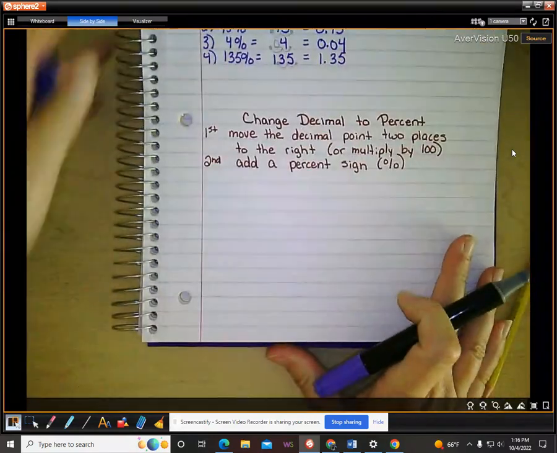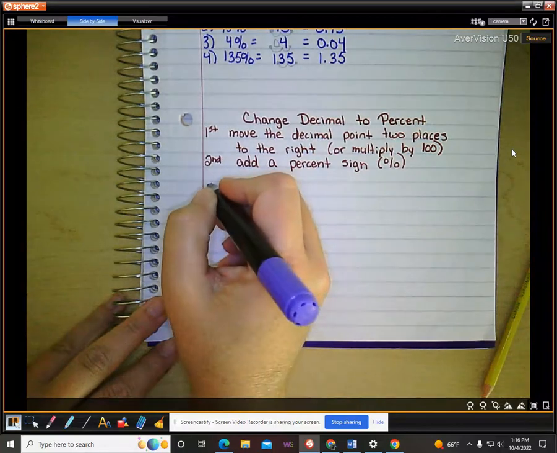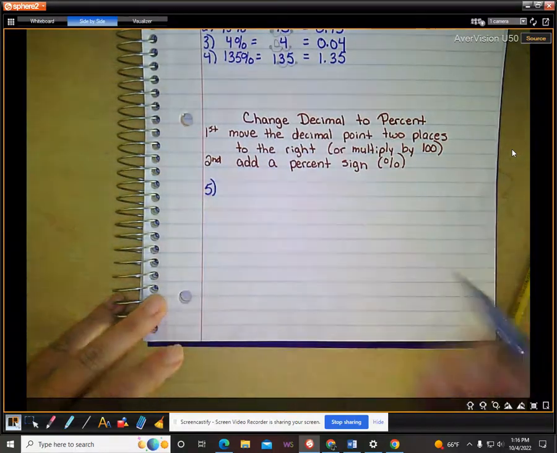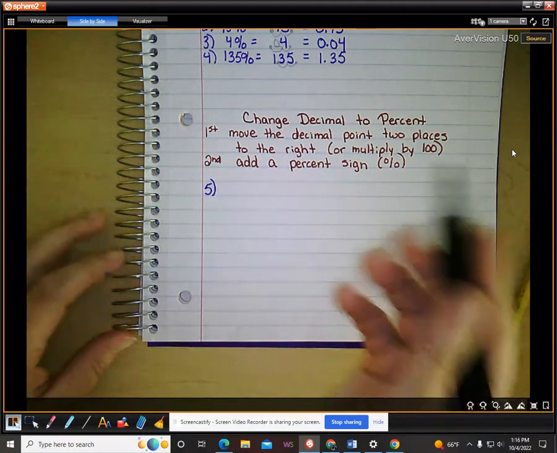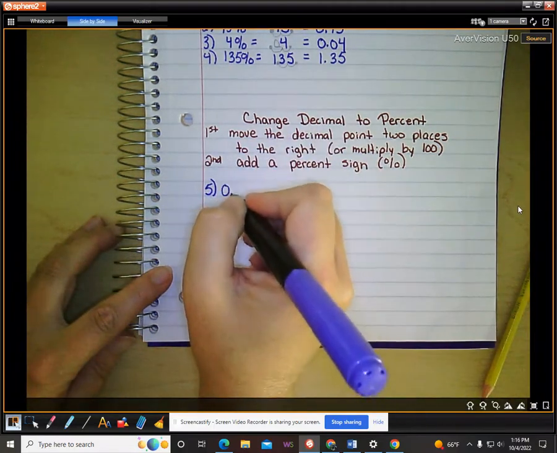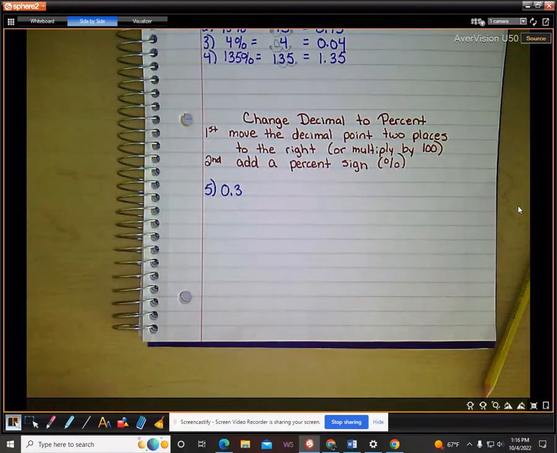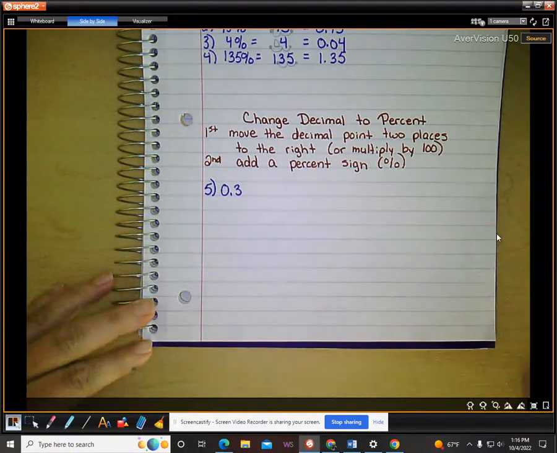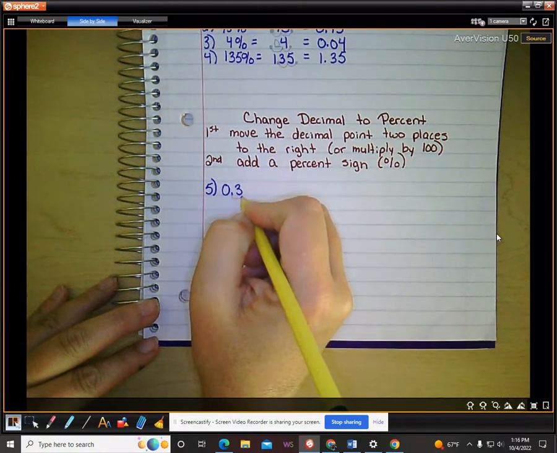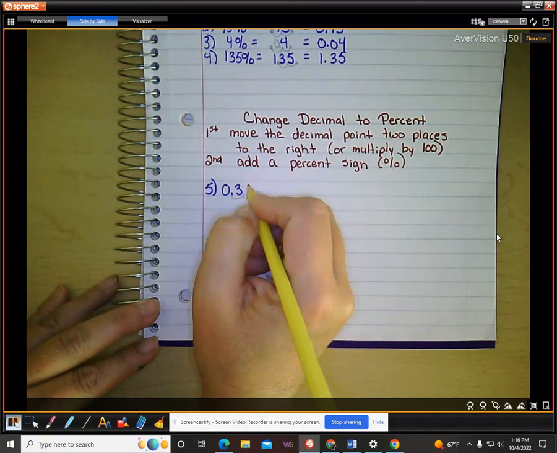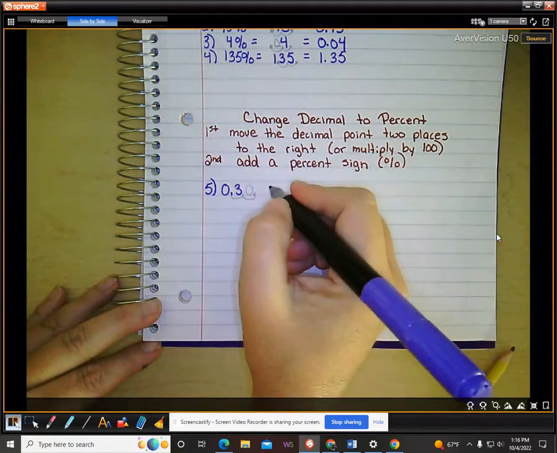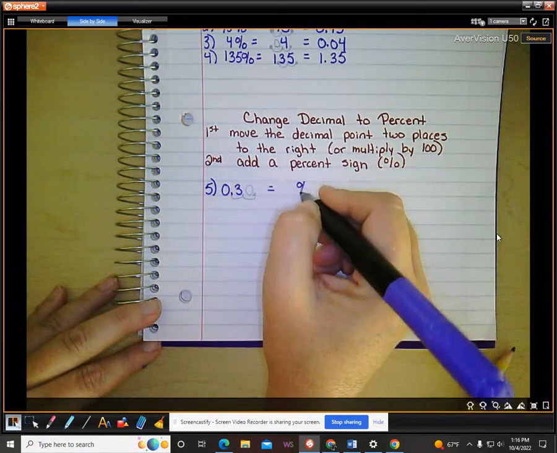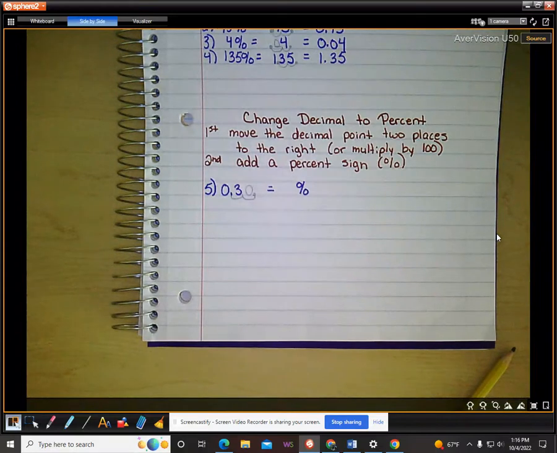Then, exact opposite of that. So now we are going to move our decimal point to the right 2 places and add a percent sign. Okay. So if I have 3 tenths, obviously I know where the decimal point is. It's there. So all I have to do is move it to the right 2 places. Fill your space with 0. So 3 tenths is what as a percent?